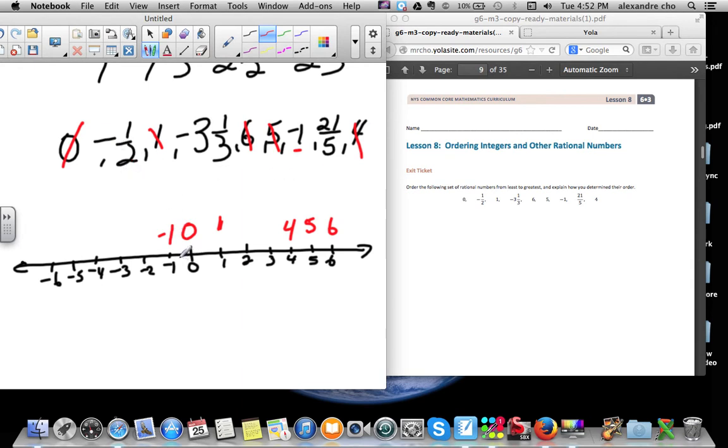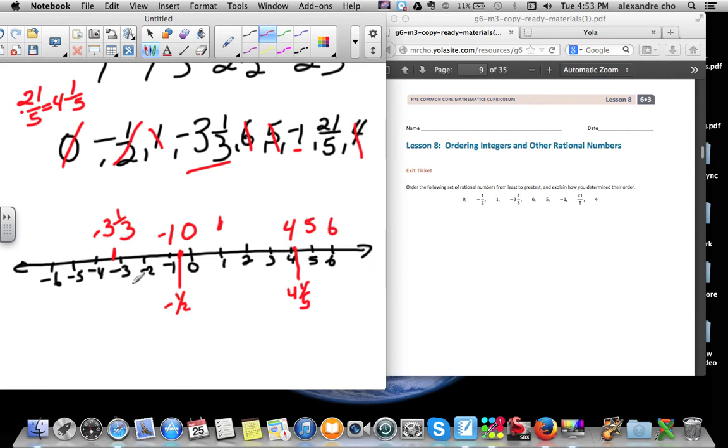And negative a half, it's between 0 and negative 1. So that's negative a half. And that's gone. Now I've got negative 3 and 1/3. Negative 3 and 1/3 is negative 3 and a little bit more, which is about here. And then, what is that? Oh, no, it's 21 over 5. If you want to change it to a mixed number, you get 4 and 1/5. So that's going to be 4 and 1/5, and I'm going to make that going down here. That's too easy, actually.